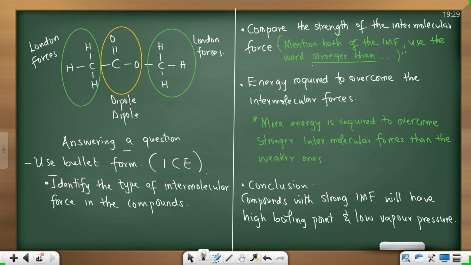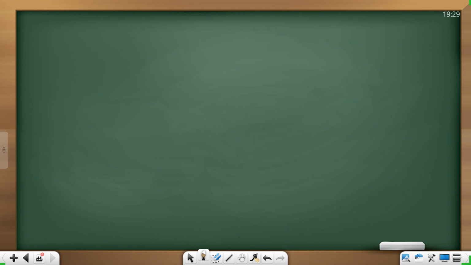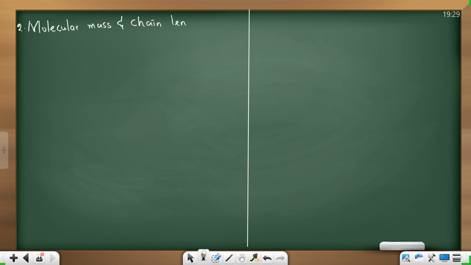Molecular mass. Beautiful. Now, molecular mass and chain length, we can connect them. So I'm just going to connect both of them here, and make it 3. Molecular mass and chain length. They are connected. Why am I saying they are connected?